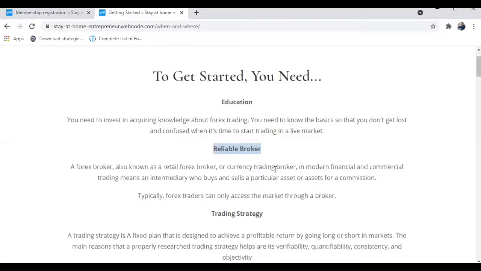So let me just recap. Veracity Markets. There's Trade, which is also very good. And then there's XNES as well. These are very good brokers. If you're trying to find a good reputable broker, those three are the good ones to start.